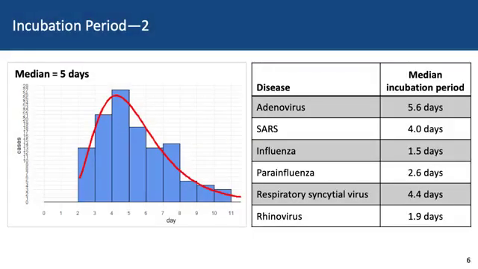So here I showed an epidemic curve that we've seen before on the left, and we're comparing that with the incubation period of several diseases. So, for instance, adenovirus has a median incubation period of around 6 days. SARS has a median incubation period of around 4 days. Influenza, 1.5 days. Parainfluenza, 2.6 days. Respiratory syncytial virus, 4.4 days. And rhinovirus, 1.9 days. Looking at this epidemic curve, where we have a median time to symptom onset of 5 days, we'd probably rule out influenza, parainfluenza, and rhinovirus as possible causes based on that information.